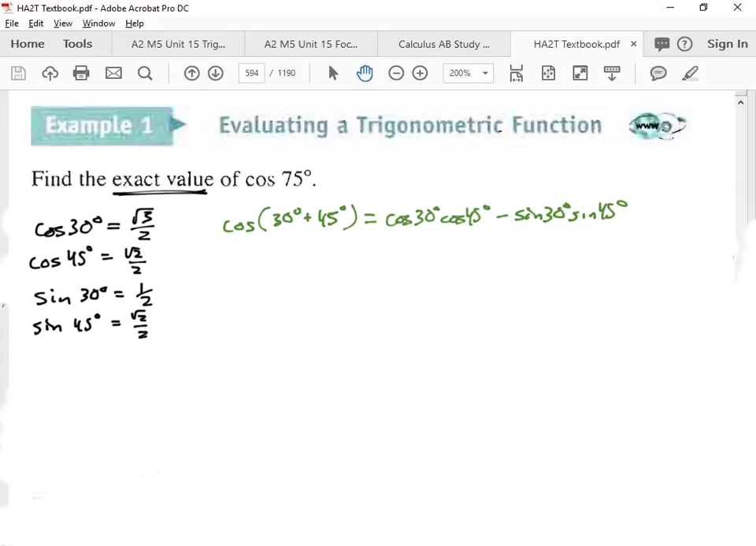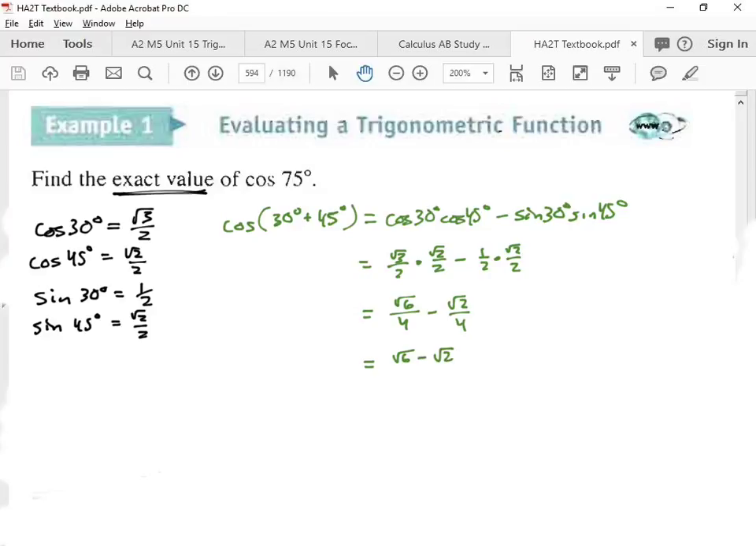You see it? Okay, so cosine of 30 degrees we decided was rad 3 over 2. Cosine of 45 degrees is rad 2 over 2, minus sine of 30 degrees, which is 1/2, times sine of 45 degrees, which is rad 2 over 2. We get rad 6 over 4, then rad 2 over 4. They already have common denominators. Yes, you have to have common denominators when you subtract.